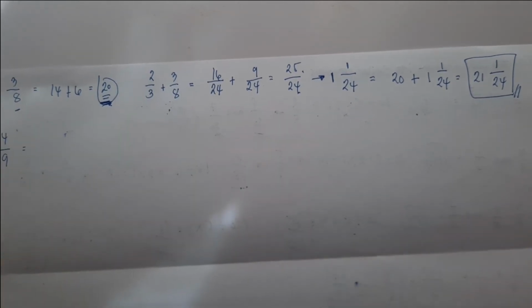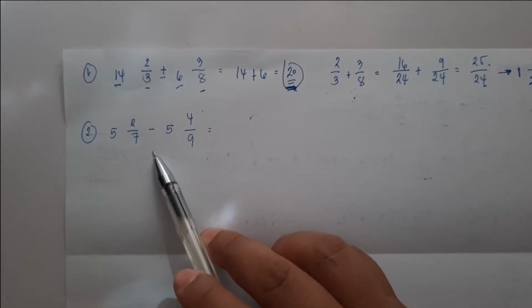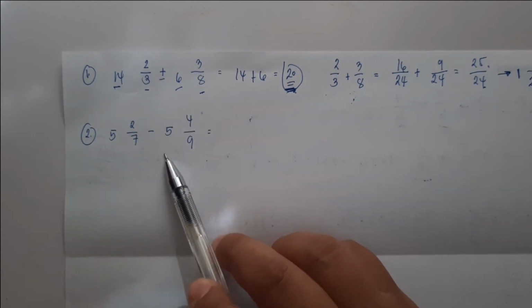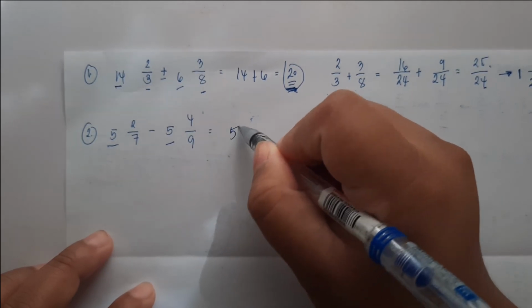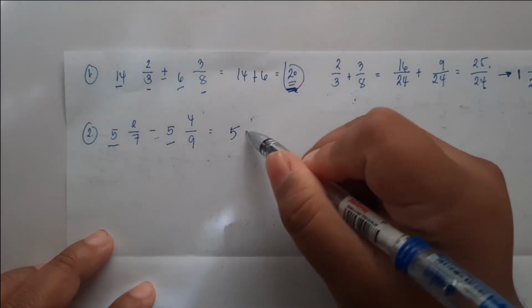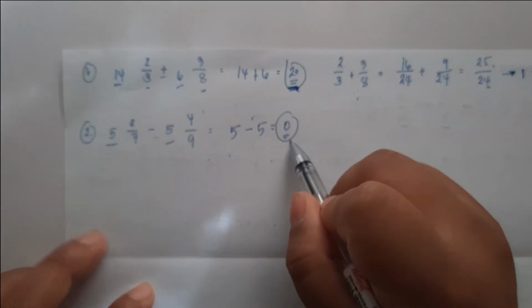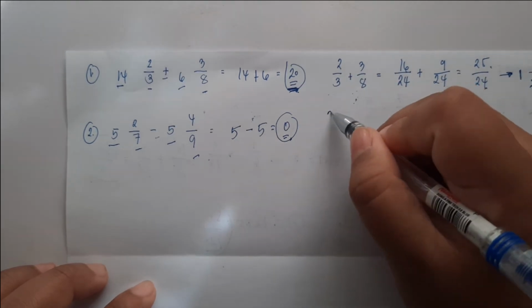Next, number 2. Consider 5 and 2/7 minus 5 and 4/9. First, add or subtract the integer part, which is 5 and 5. So, 5 minus 5 is 0. So, wala na tayo integer nga part. So, we will proceed with the fractional part.